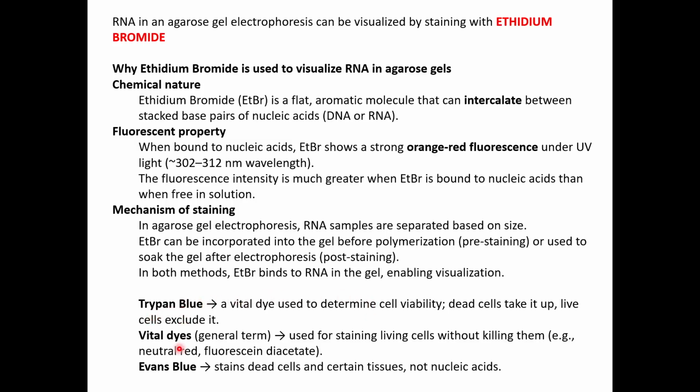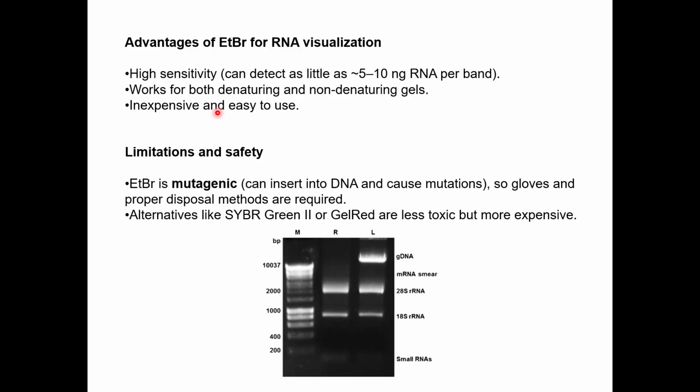Other options like trypan blue, as I said, is for cell viability. Vital dye is also for staining the cells, and Evans blue is for dead cells, not nucleic acid. So for nucleic acid, it is ETBR or ethidium bromide. The advantages of ETBR for RNA visualization is high sensitivity. It can even detect as low as 5 to 10 nanograms of RNA, and works for both denaturing and non-denaturing gels.